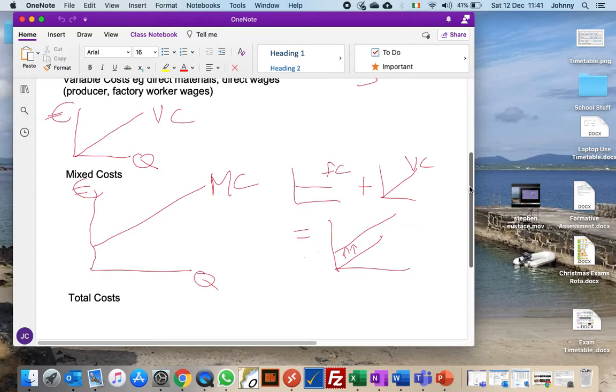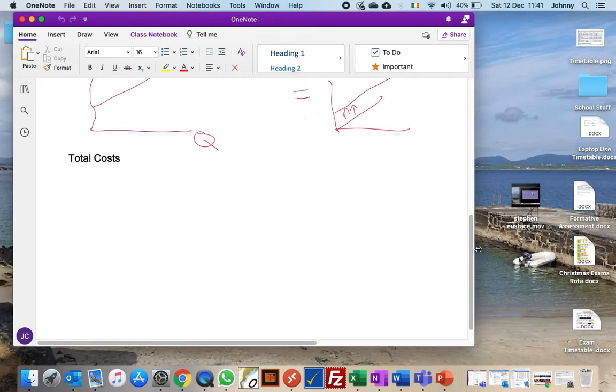Okay. Now, total cost then similarly for a business is when we add all of our fixed and our variable cost together. So total cost for any business is going to be a line that looks like that. And that's quantity and that's money.